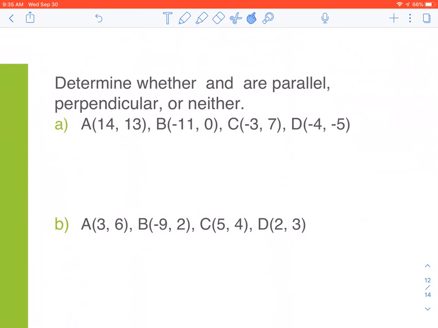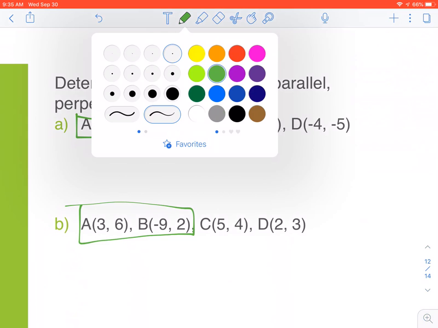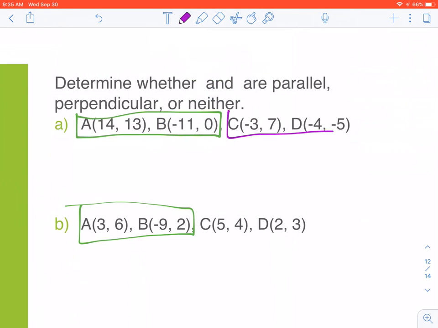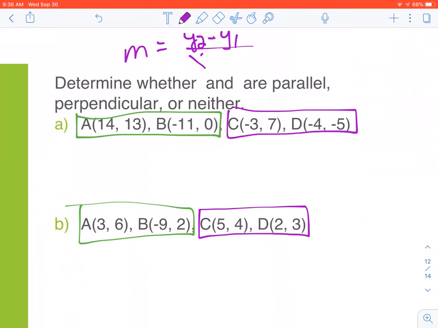Okay, so this exact thing will be on the test, so make sure we know how to do it. You are going to determine whether these lines are parallel, perpendicular, or neither. So AB is a line. I'll do my two ABs in green. And then we'll do CD in that color. Once again, my equation, y2 minus y1 over x2 minus x1. x1, y1, x2, y2. I'm just going to label all these right now. See, sometimes it gets confusing.